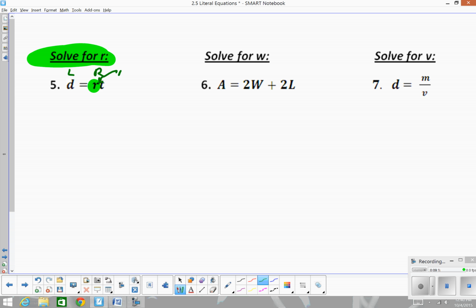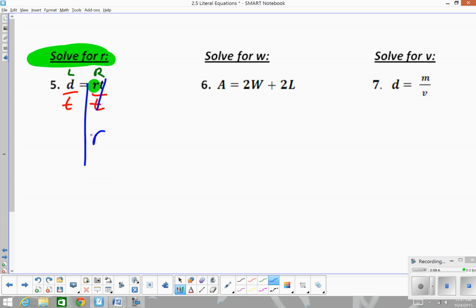It is just multiplication, right? So how do I undo multiplication? I have to divide. Okay, so I want to divide by simply t, right? Because when I divide t by t, I'm going to be left with r, and I want to divide d by t. Cool. So now when I go ahead and simplify, t divided by t is 1.